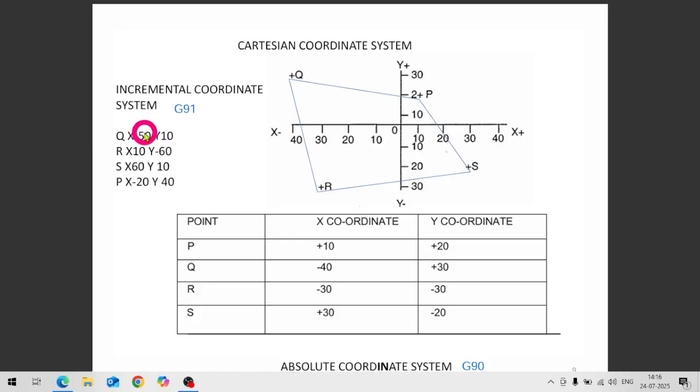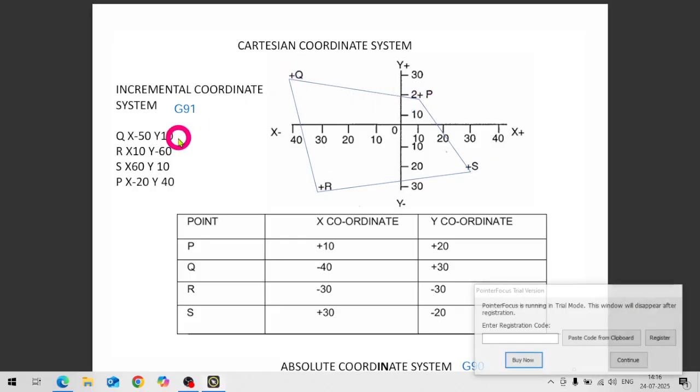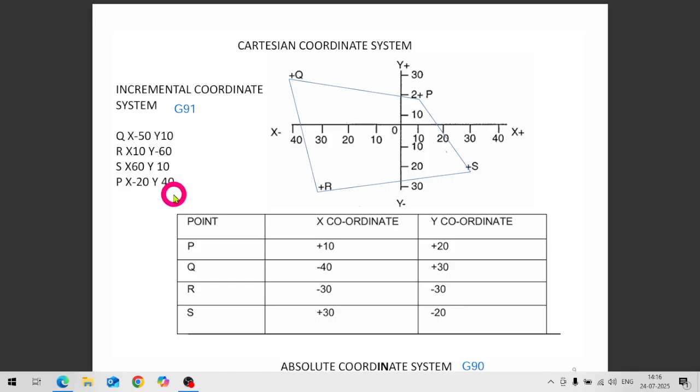And in the Y direction, what will happen? This P point is at plus 20 from the origin, and Q is at plus 30 in the Y axis. So the difference will be 30 minus 20, this is 10. If I take this 0 in the Y axis, then Q will be at 10 only. So X is minus 50 and Y is 10.